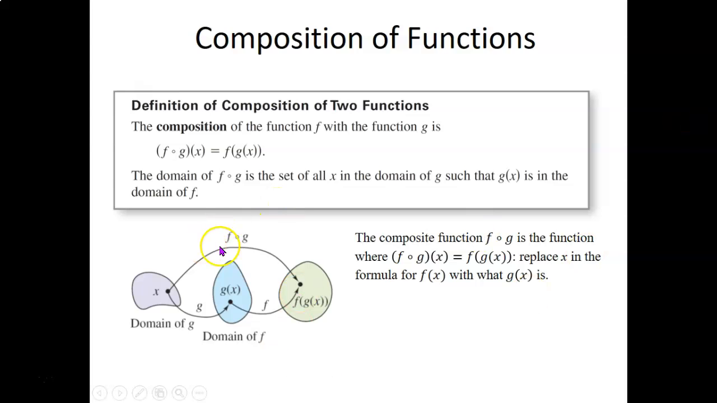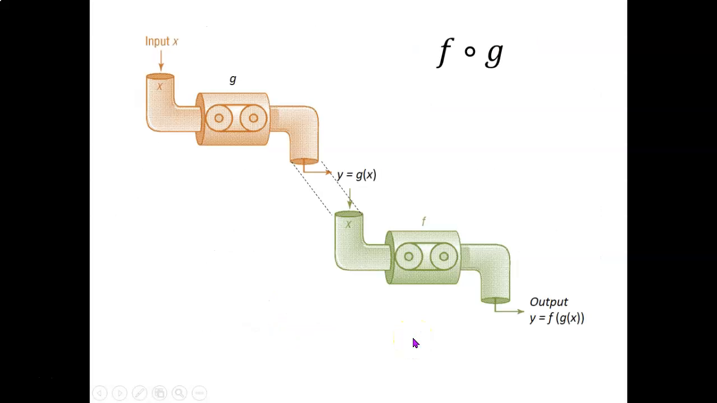So for f composed with g, we start with the number x, we apply g to that number so that we get g of x, and then we apply f to that number so that we get f of g of x. If you think of functions as machines that you put numbers into and get numbers out of, having a composite function like this is like when we hook two of those machines up together.